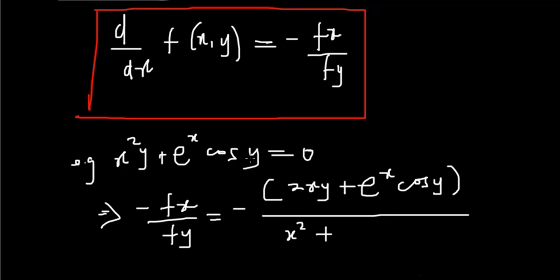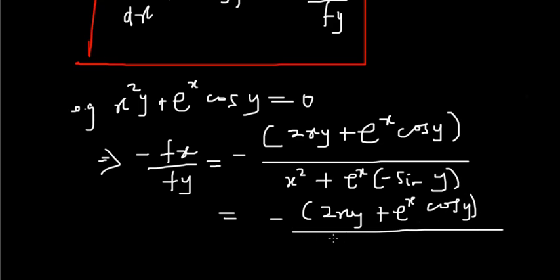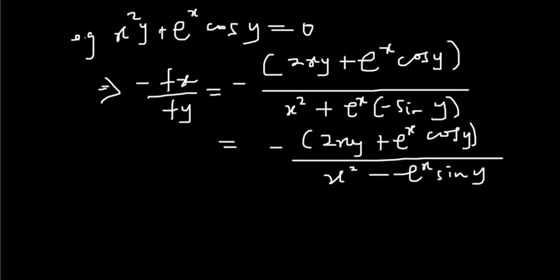Now you are differentiating this. When you differentiate cos of y, you end up with minus sine of y. So you can just further simplify this as 2xy plus e exponent x cos of y, and then you divide that by x squared plus e exponent x times minus sine of y. You see how simple this was. You could solve another problem.